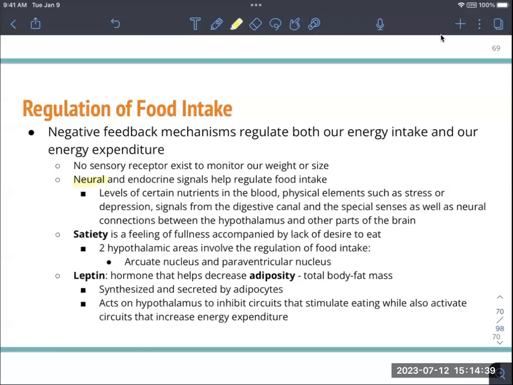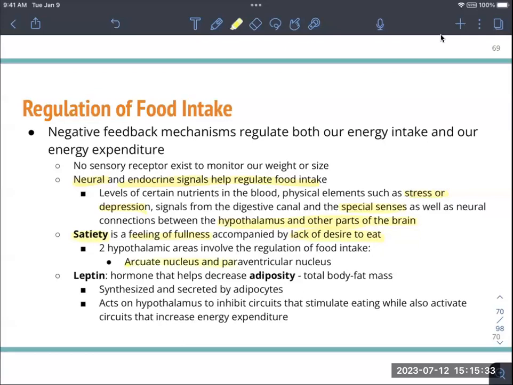So we have some neural and endocrine signals that try to help regulate food intake. These different nutrients that are found in the blood, plus different physical elements, your stress levels or depression, are going to send signals from the digestive canal, and then your special senses, what you're seeing, hearing, smelling. This is all going to go to the hypothalamus and to other areas in the brain to try to help with satiety, which is feeling full, which should cause a lack of desire to eat.